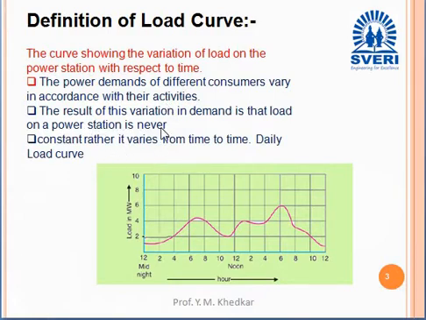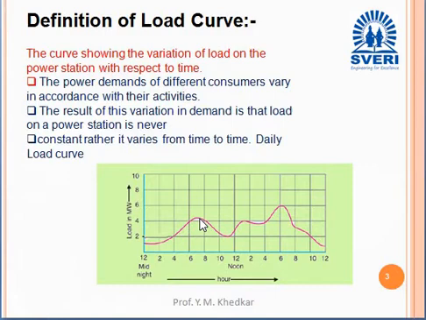The result of such a variation in demand is that the load on the power station is never constant, rather it varies from time to time. The daily load curve is presented here, and we can see the different variations in the power requirement through that curve. From 12 midnight to almost 7 am, the load demand is increasing.